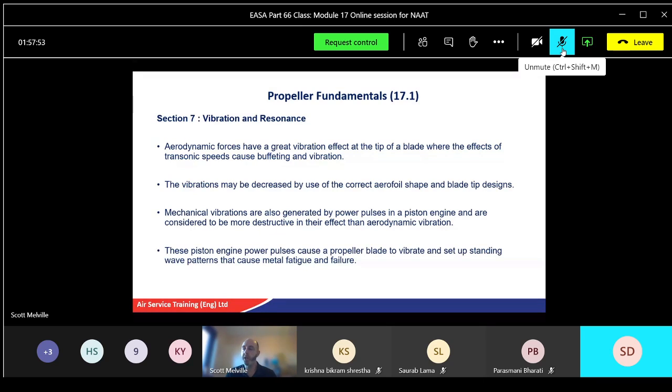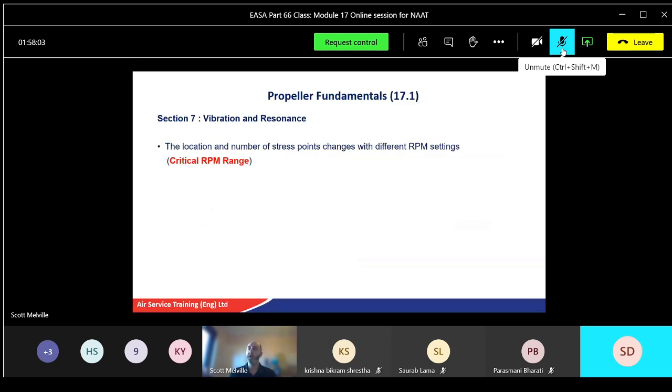As I said, the piston engine power pulses cause the propeller to vibrate and set up a standing wave pattern, which will cause fatigue and damage and potentially failure, which is not good. So the location and number of stress points changes with different RPM settings. We call this a critical RPM range. So there are certain RPM ranges where that propeller does not like to be, and you'll have that on your gauges.